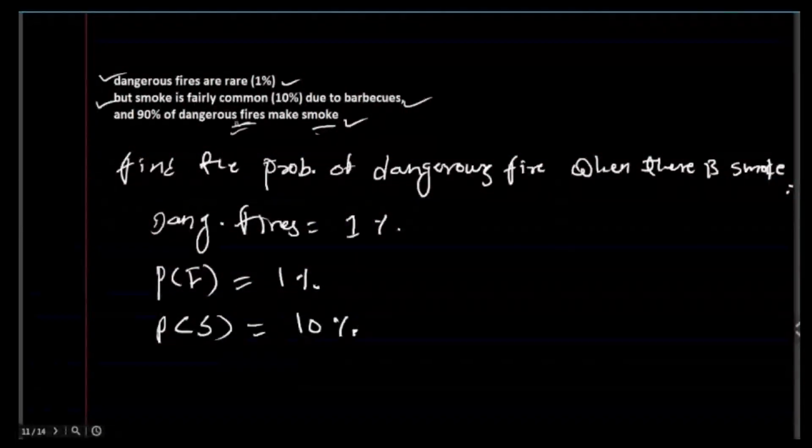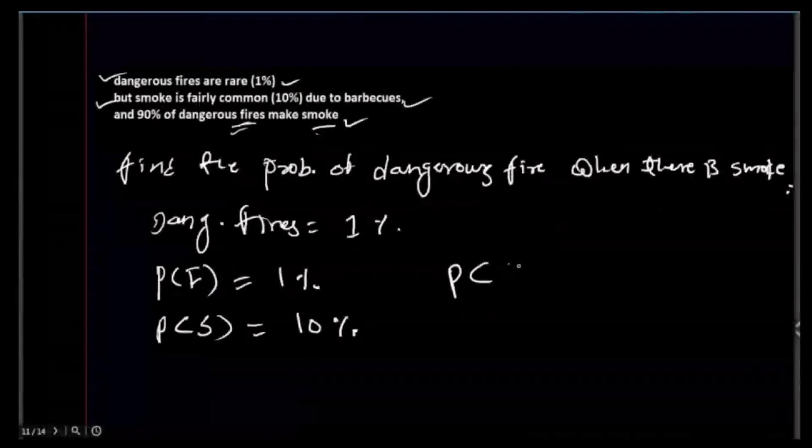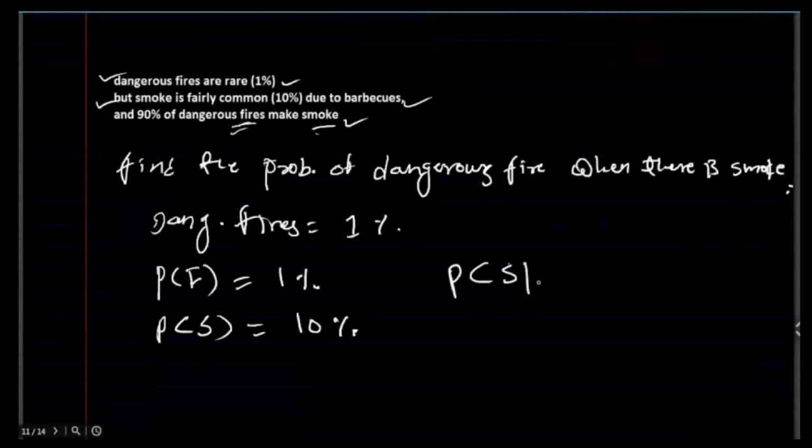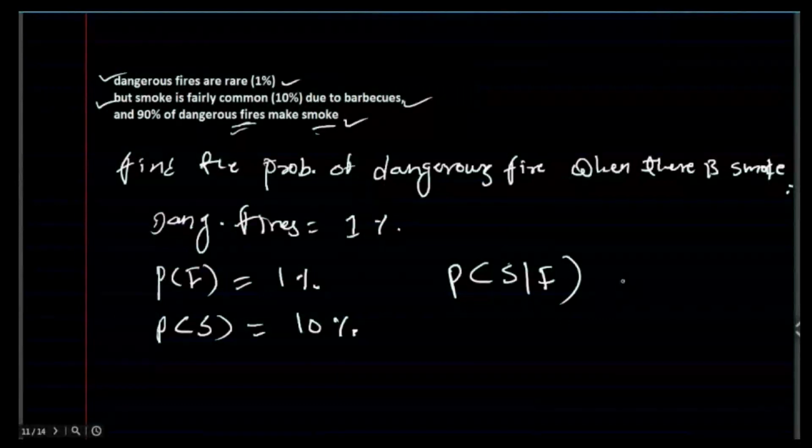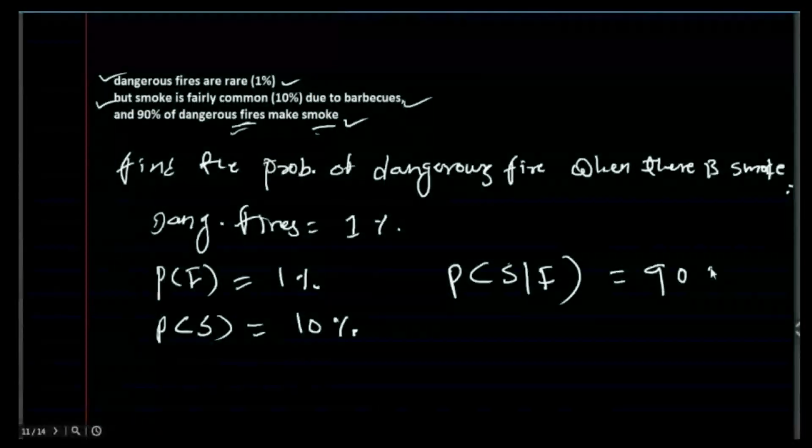And 90% of dangerous fires make smoke. So this is the probability of smoke given it is a dangerous fire, because it is read as 90% of dangerous fires make smoke. So the probability of smoke given a dangerous fire is equal to 90%.